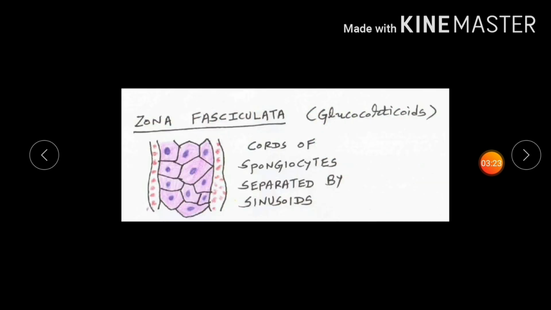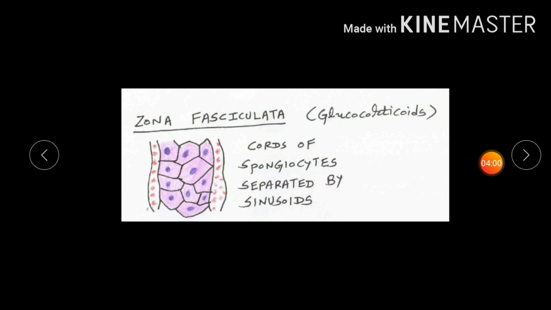Next is the zona fasciculata. As the name suggests, fasciculata, here the cells are arranged in 2 or 3 layer fascicles, a 2 or 3 layer wall that is again separated by capillaries. Here you can see the cells in 2 or 3 columns, and the shape of the cell is polygonal, having a spherical nucleus as well as acidophilic cytoplasm.